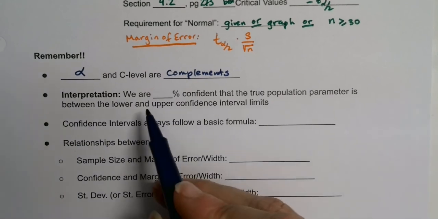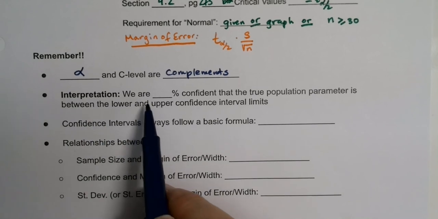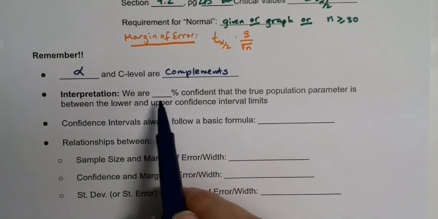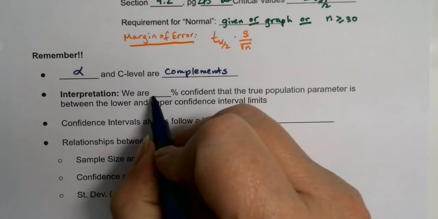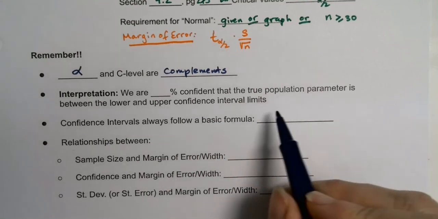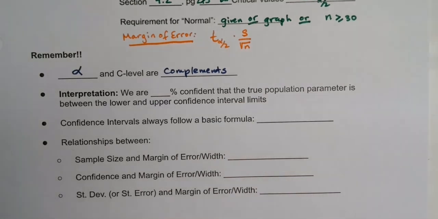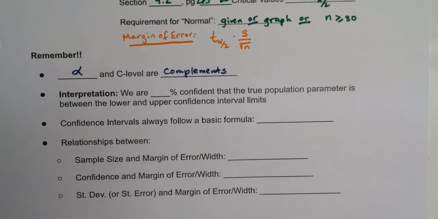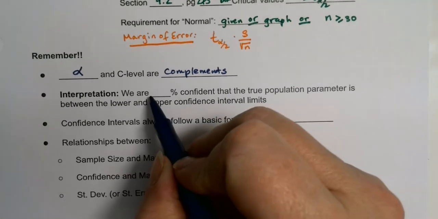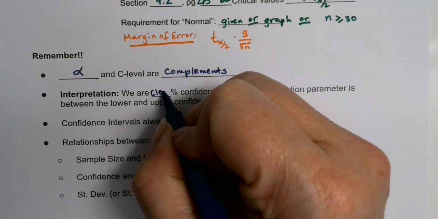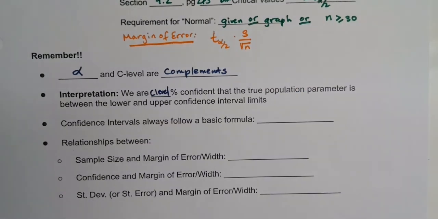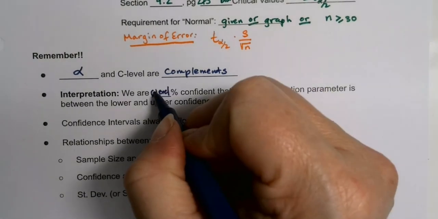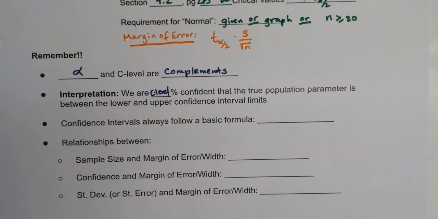Then there's the interpretation, which we tend to stick with the informal interpretation, which is we are blank % confident that the true population parameter is between the lower and upper confidence level limits. And you'll put your context. So a couple things. With this one, we are blank %. That'll be your C level. So you'll put your C level in there, whatever that is. So 95%, 90%, whatever that might be, you'll put it in there.